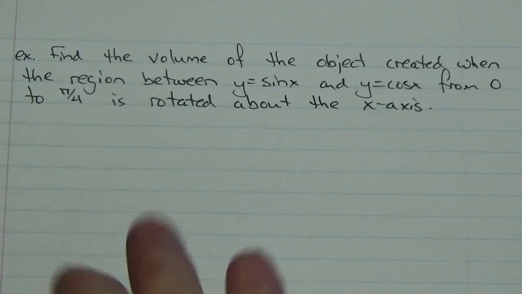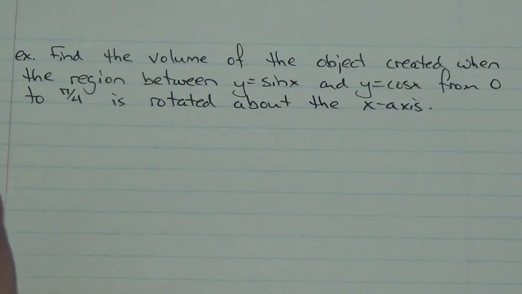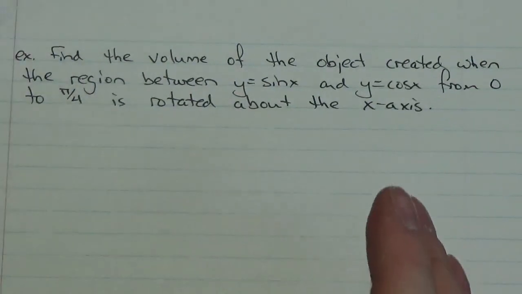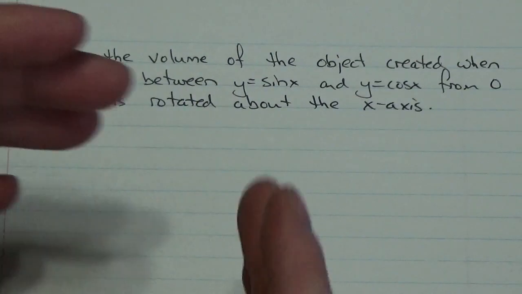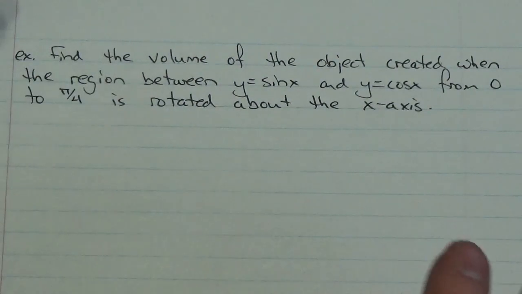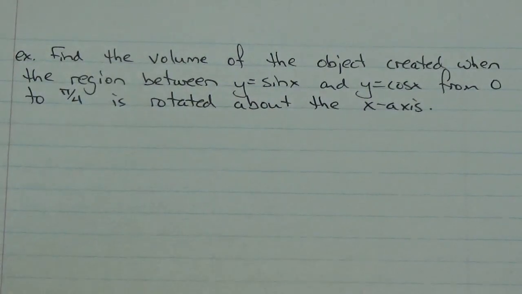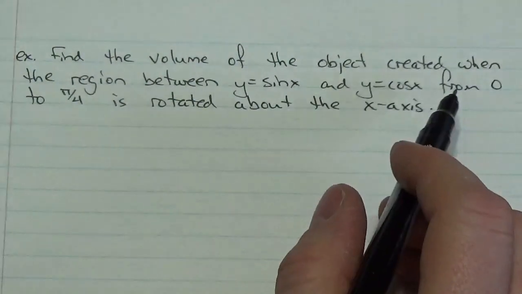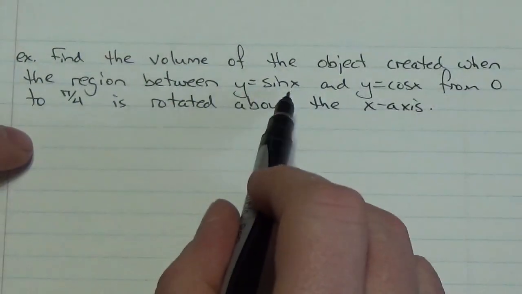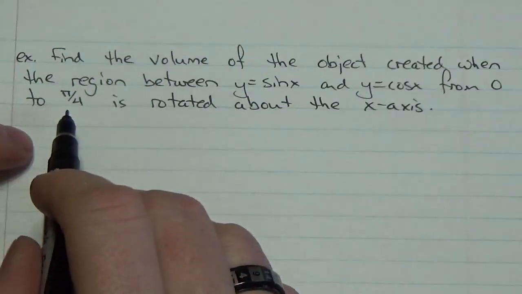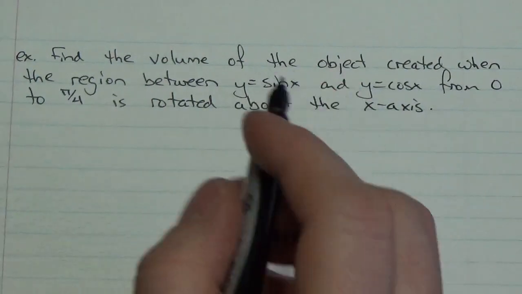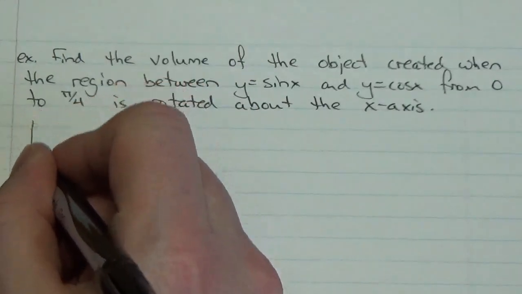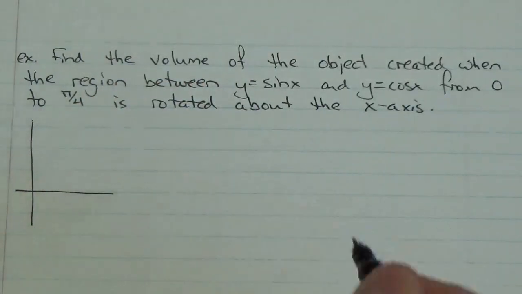Right, so in this question, it's going to be a little bit more complicated, but by doing this example, I'm hoping that you'll see what you can do to work with even more complicated functions here. We're going to find the volume of the object created when the region between sine of x and cosine of x from 0 to pi over 4 is rotated about the x-axis. Now, again, let's just take a quick look. What is that going to look like?